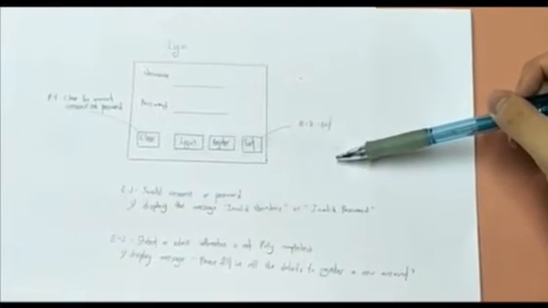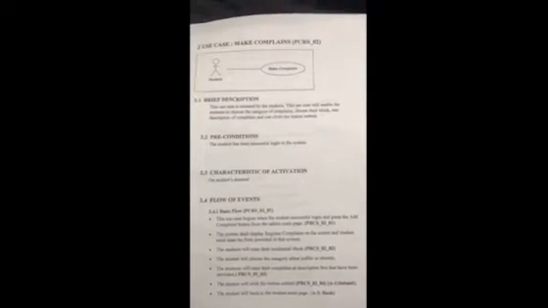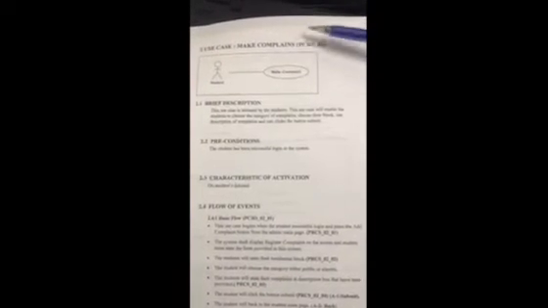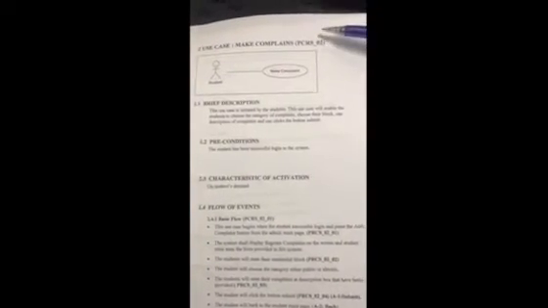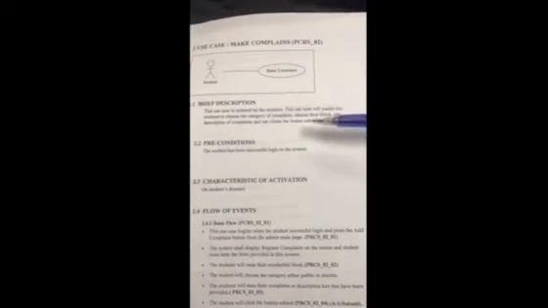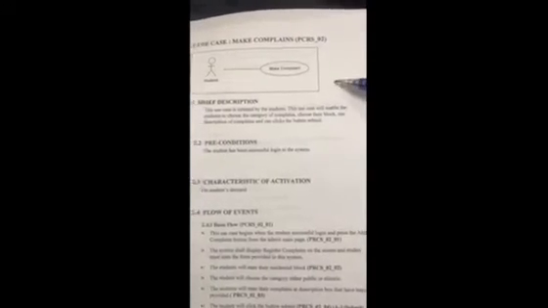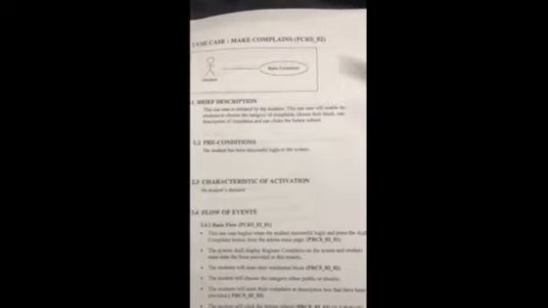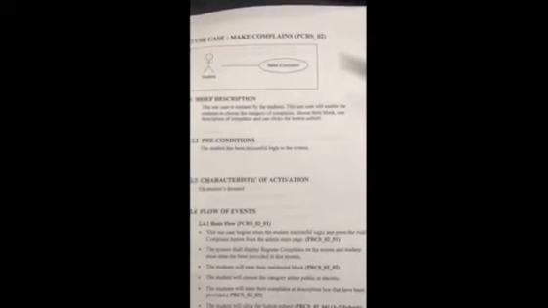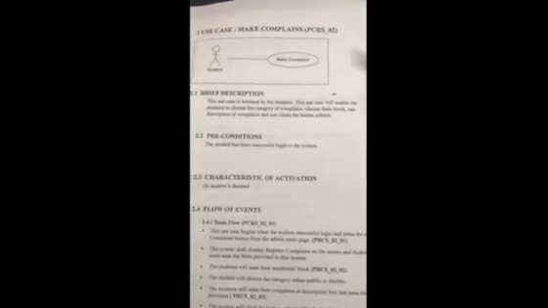The use case ends. Now I want to explain the use case specification. I want to explain the use case make complaint, PCRS_02. This use case is initiated by the student. This use case will enable the student to choose the category of complaint, choose the block, and describe the complaints, and can click the submit button.